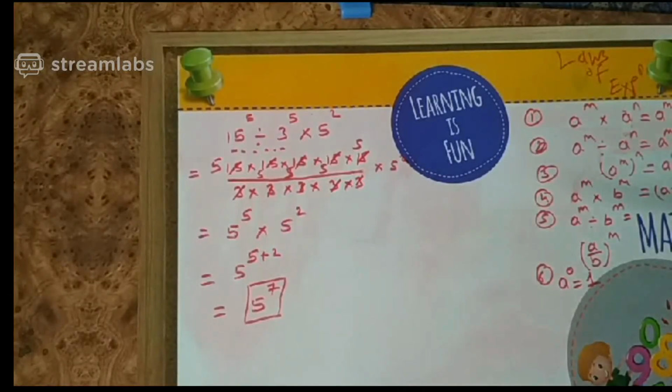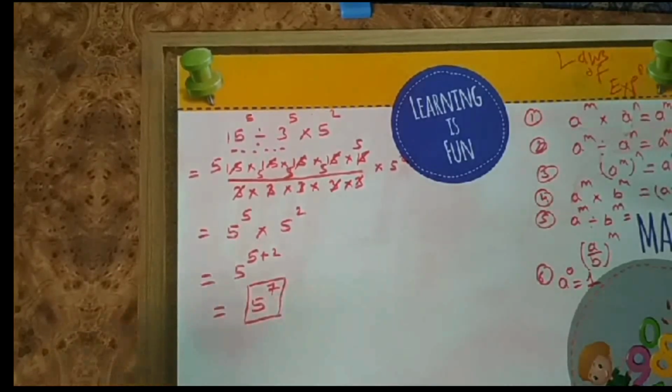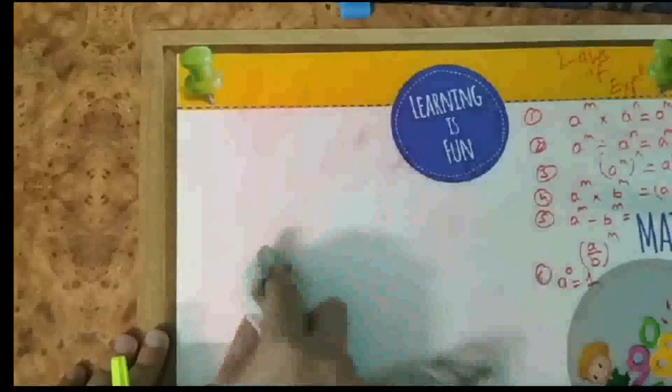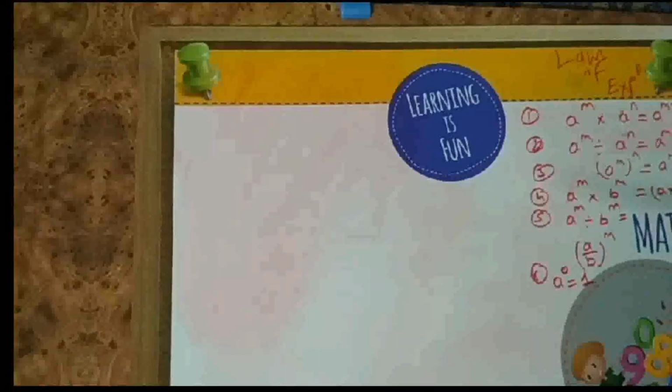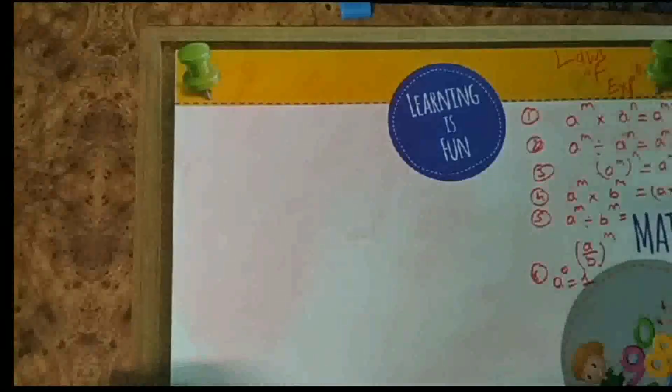Now we are going one level up. What will happen when we have some base and power in the numerator, and some base and power in the denominator? Such questions we are going to solve right now.